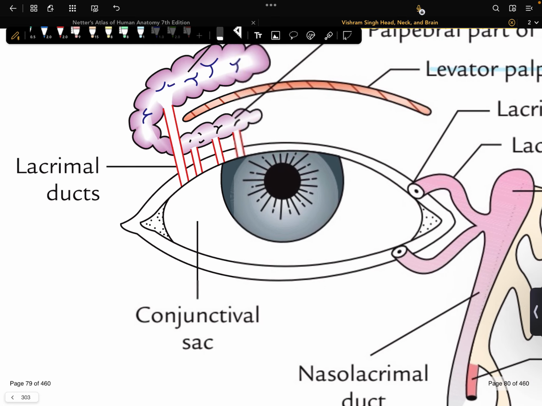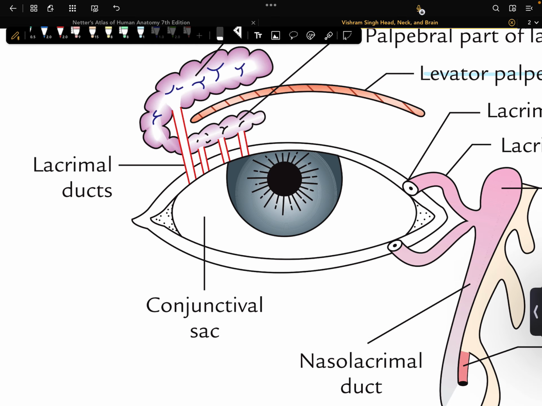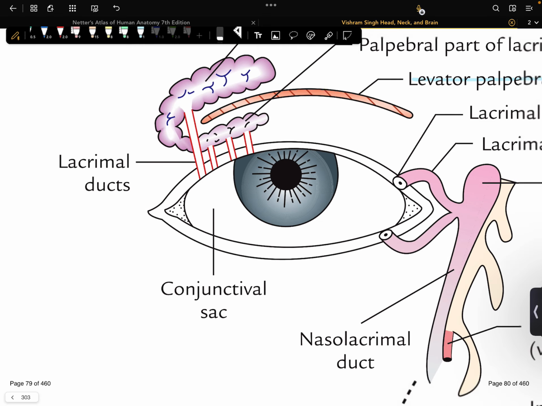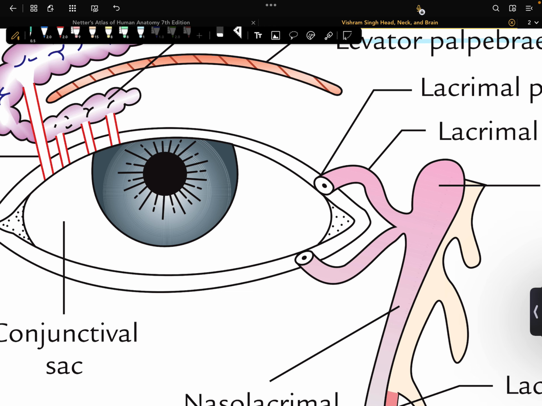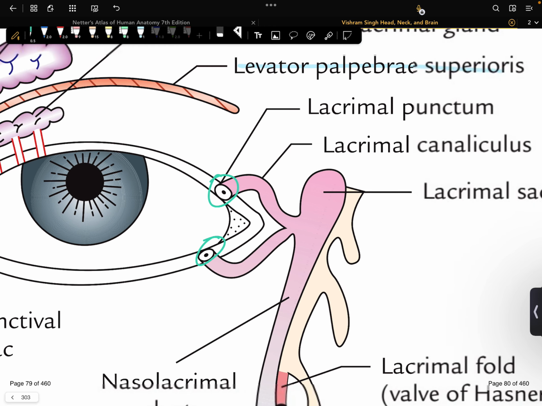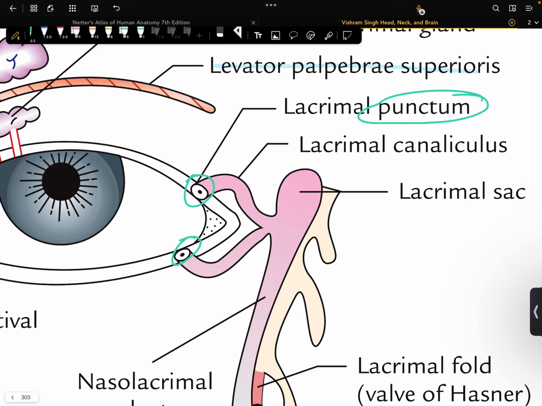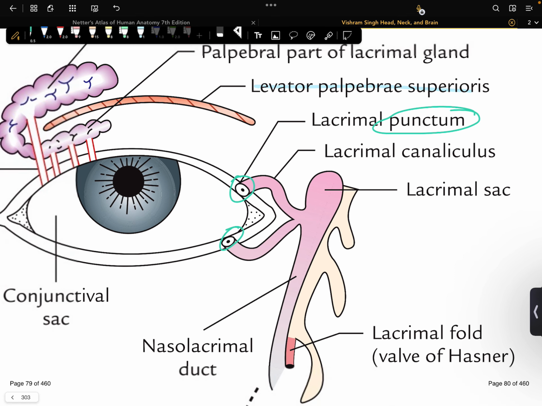And then about the conjunctival sac, I have told that this is the potential space between the palpebral and bulbar conjunctiva. Then the lacrimal puncta. This is the lacrimal punctum, the opening. The lacrimal puncta is found at the junction of the lateral 5/6 and medial 1/6 of the lid margin.